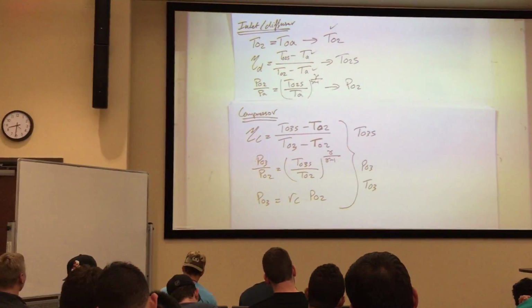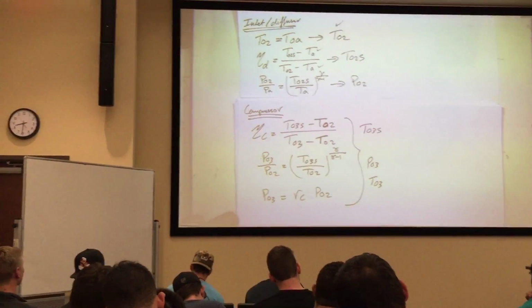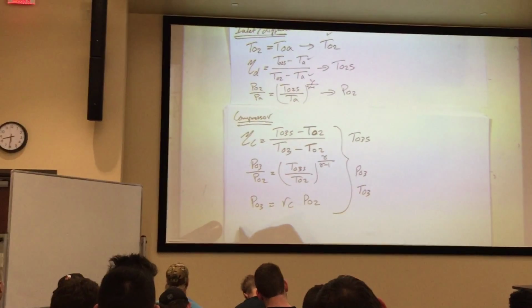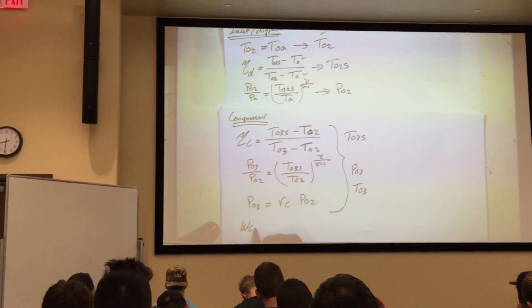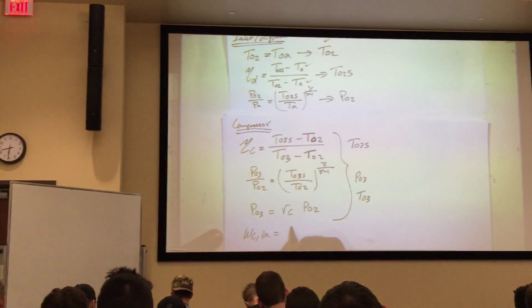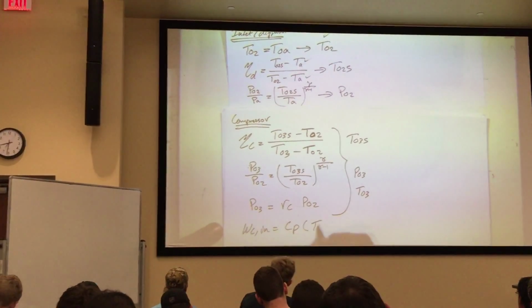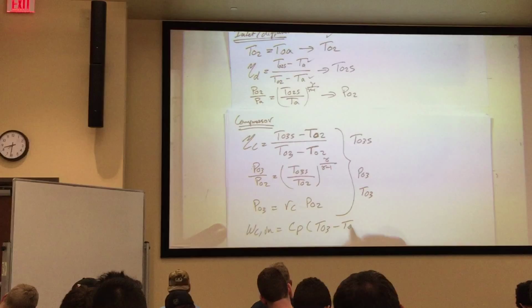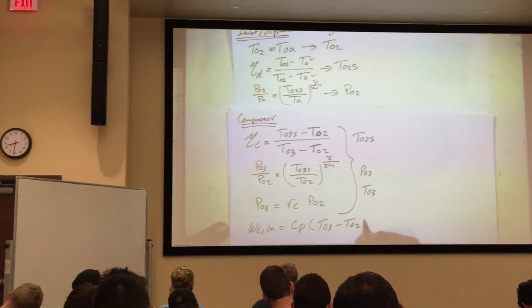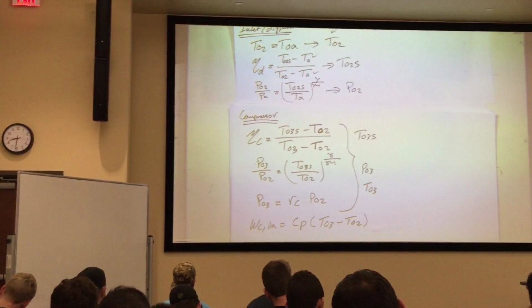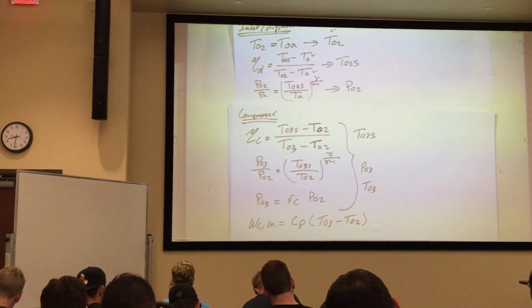So knowing this, I can deduce the work that is actually being applied on my compressor. So I can say work compressor in is equal to CP, if I'm going to take the kinetic energy into consideration, TO3 minus TO2. That's the work that's being generated across my compressor.